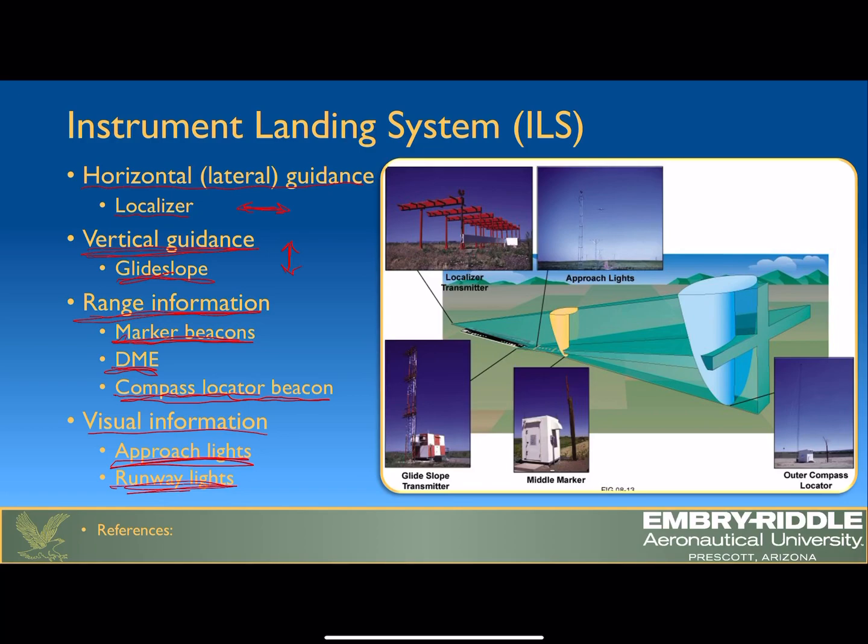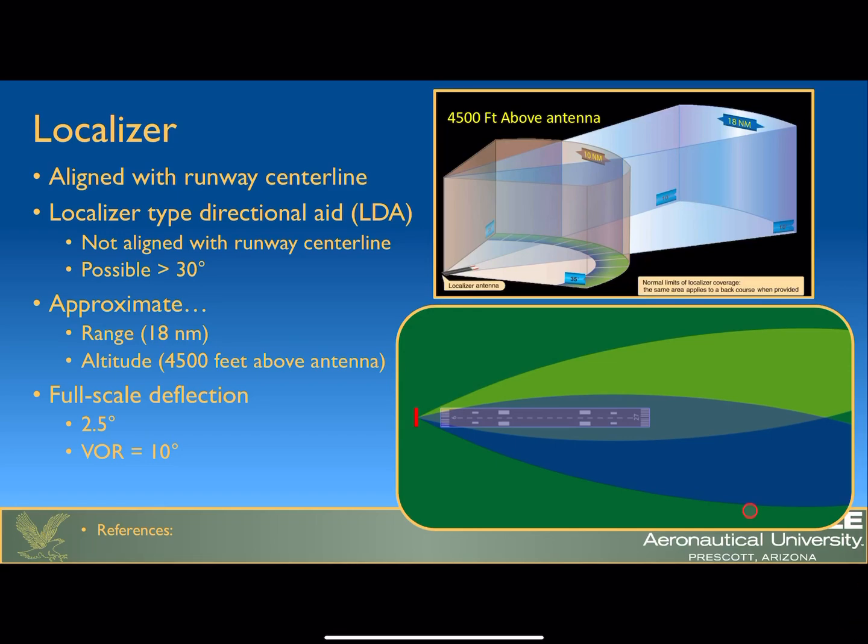Okay, so here in this diagram, you can see a visualization of what each of these things is providing. You have the localizer transmitter, which you can see is usually located at the far end of the runway. We have the glide slope transmitter. This is at the approach end of the runway, usually directly next to the PAPIs or VASIs, whatever the visual glide slope indicators are. And then you can see you have your middle marker and outer compass locator. So that is a broad overview of the instrument landing system. So let's talk about the localizer.